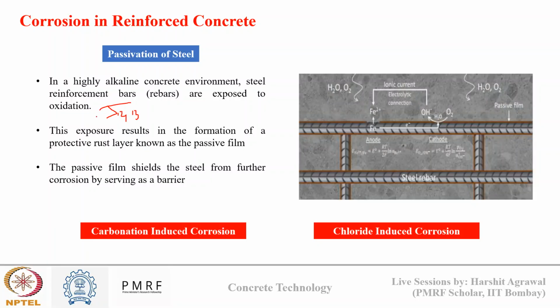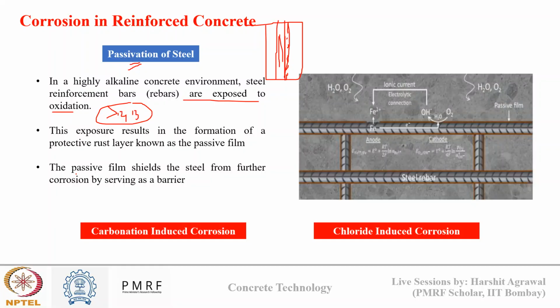Okay, and now in this high pH, what happens? There is a protective layer which is formed over the reinforcement. Okay, so suppose this is my concrete and this is my reinforcement inside. Due to high pH, what happens? There is one protective layer which is formed over the reinforcement, and this protective layer is known as passivation of steel. Okay, due to this passivation, what happens? My steel will corrode at a very slow rate, slower than it would have corroded if there were no passive layer.